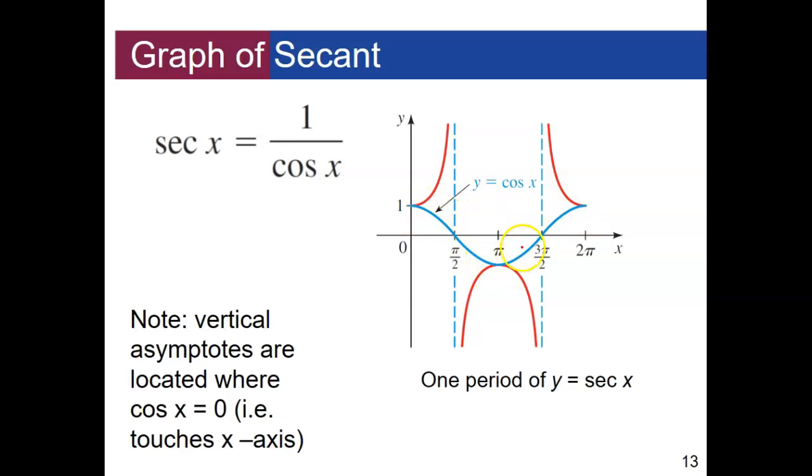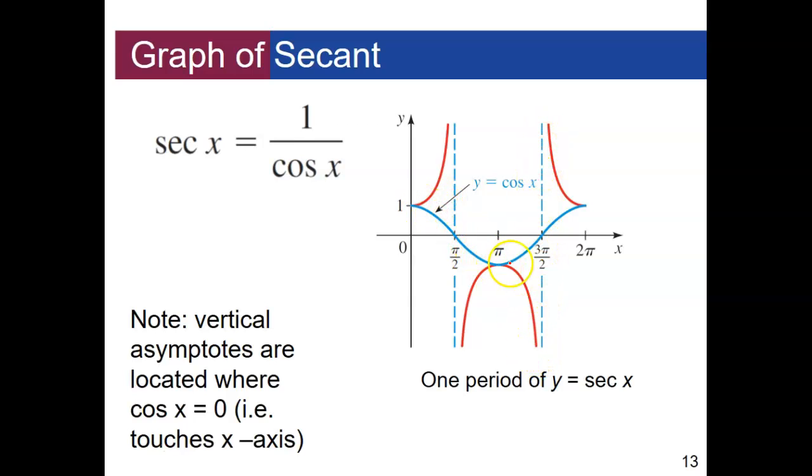Okay, once we have the cosine graphed, then we notice that cosine hits the x-axis here and it hits it here. Okay, so those are the places that cosine is 0. But if cosine is 0, those are also the places where secant is undefined. So those places where cosine hits the x-axis are the places where secant is going to have a vertical asymptote. Okay, so this point here on cosine translates into an asymptote on secant. Okay, and same thing here. So we've got an x-intercept here for cosine, and therefore a vertical asymptote for secant.